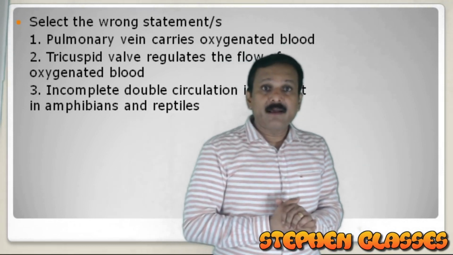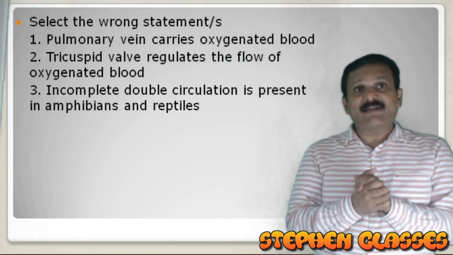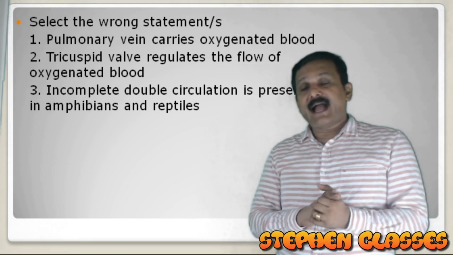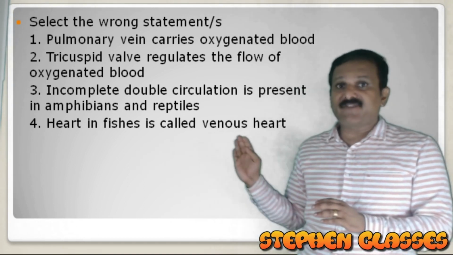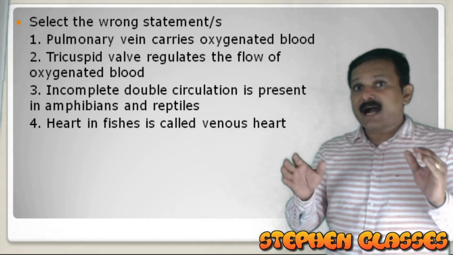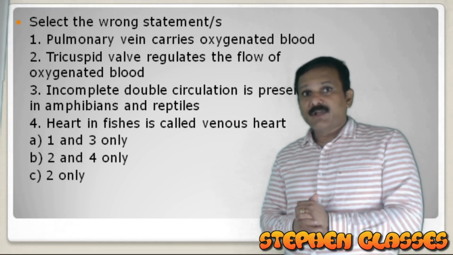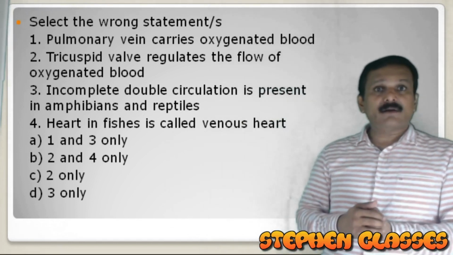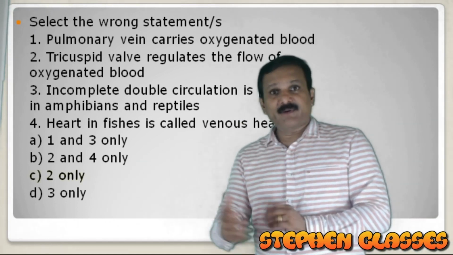What about the third one? Incomplete double circulation is present in amphibians and reptiles. That is the correct statement, because amphibians and reptiles have a three-chambered heart. So here they have an incomplete double circulation. What about the heart in fishes? Heart in fishes is called the venous heart, because always deoxygenated blood will be received by the heart in fishes. So that is why the heart in fishes is also called the venous heart. So here only the second statement is wrong. I repeat, only the second statement is wrong. So the correct answer will be option C. Okay, so we move on to our next question.